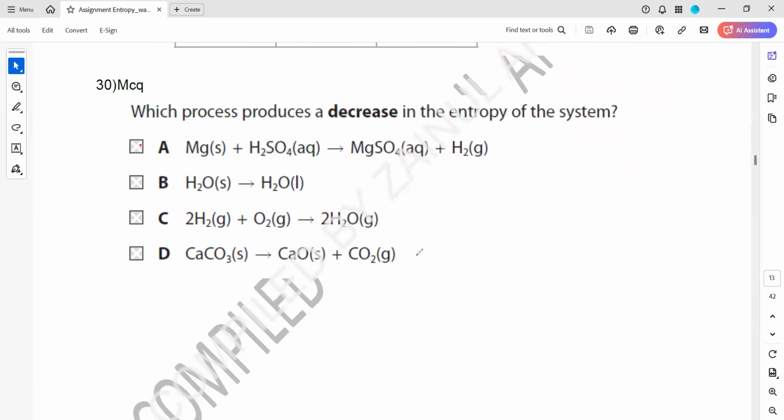Which process produces a decrease in entropy of the system? Either the number of moles should decrease. Here, solid to aqueous is an increase. Solid to liquid is an increase. Gas and gas, but the moles are changing. Here, 3 moles to 2 moles. This is a decrease. So C will be the right answer.